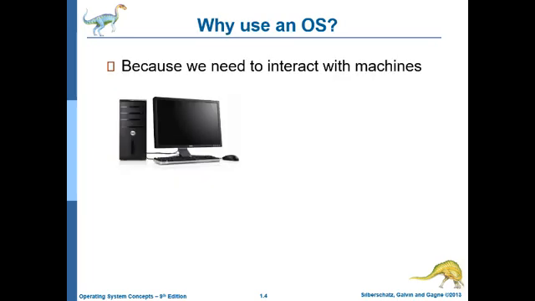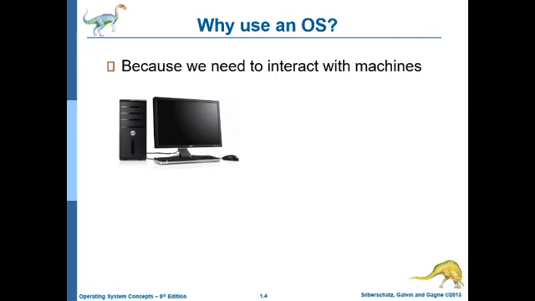Yes. Okay, so why do we use an operating system? Because we need to interact with machines. Let's say this is a machine that you can see, and over here what you see is just hardware. If operating system is not there, you cannot interact with the machine. There will be no interaction, and there will be nothing on the screen. If you move your mouse, nothing will happen.